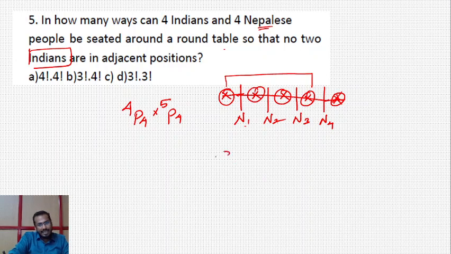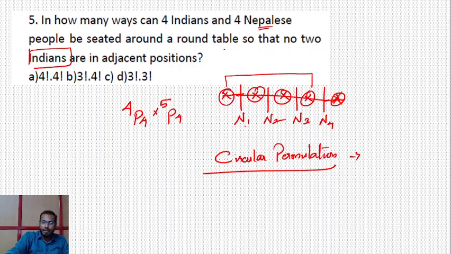So if it is a circular permutation, we have the formula (n minus 1) factorial. If there are totally 6 persons, it means 6 minus 1 factorial, 5 factorial. If there are totally 10 persons, it means 10 minus 1, 9 factorial is the answer for a circle.